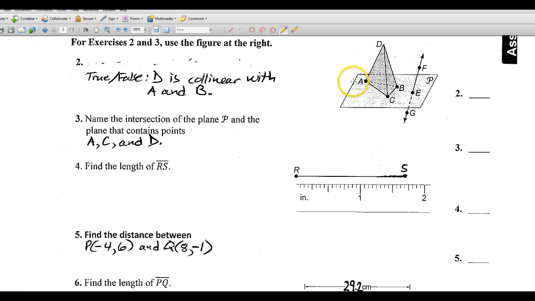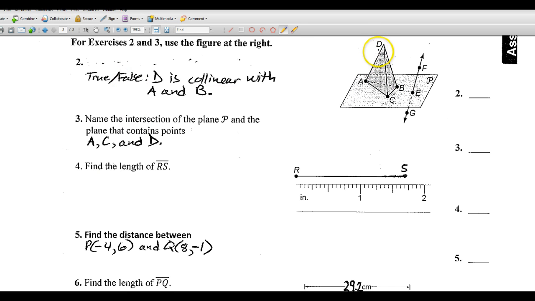Number 2, true or false? D is collinear with A and B. Remember that the word collinear means that they lie on the same line. So D is here, A and B are here. Okay, so A and B are collinear with each other, but all 3 points are not on the same line. So you could have A and D on the same line, or you can have D and B on the same line, but not all 3. So that would have to be false.